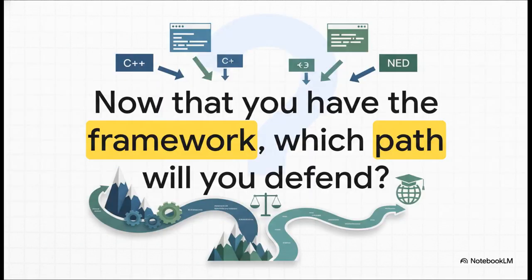At the end of the day, this choice is so much more than just C++ versus NED files. It's about defining the kind of researcher you're going to be and the kind of scientific battle you're prepared to fight. You now have the strategic framework, so the only question left is, which path will you take? And more importantly, how are you going to defend it?